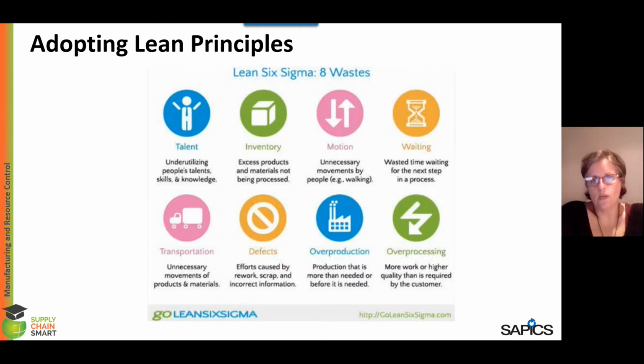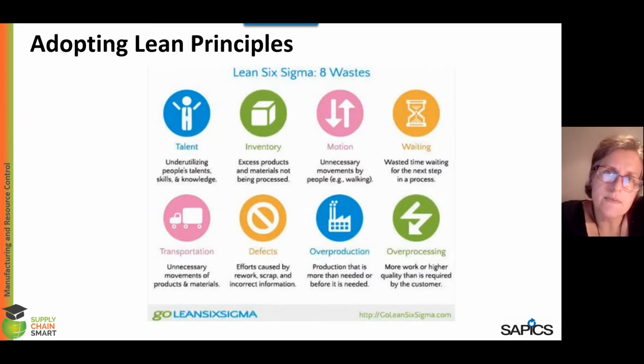Overprocessing, again, this is where you'll work to a higher quality than is required by the customer. So for example, overprocessing might be something like additional coats of paint that the customer cannot perceive or see. They don't know the difference between 2 coats and 3 coats of paint on certain products. That would be an example of overprocessing and putting more quality in than what is required by the customer.